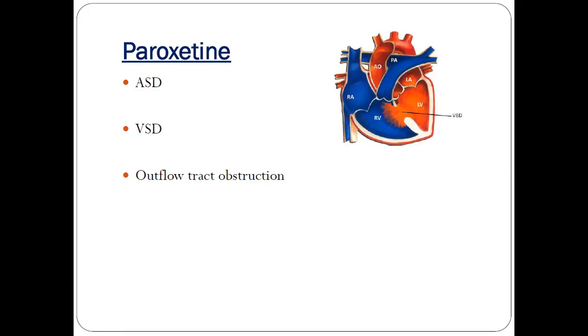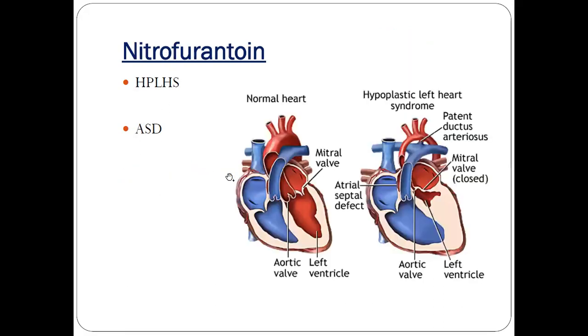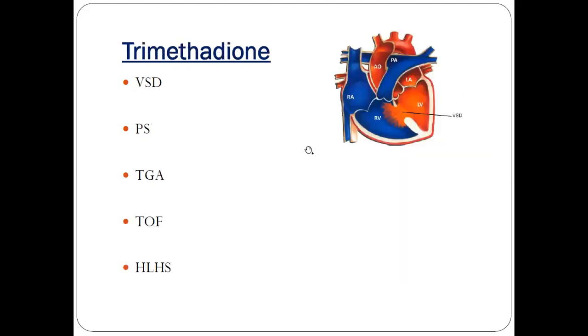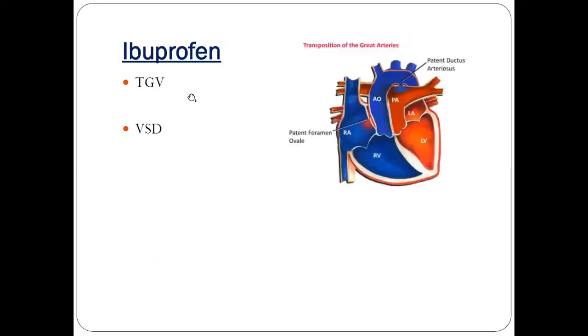Paroxetine, which is an SSRI, can cause atrial septal defect, VSD, and outflow tract obstruction. Nitrofurantoin is an important drug which is given for urinary tract infection, and can cause hypoplastic left heart syndrome. Trimethadione is known to cause VSD, pulmonary stenosis, transposition of great arteries, tetralogy of Fallot, and hypoplastic left heart syndrome. Ibuprofen can lead to transposition of great vessels and ventricular septal defect.